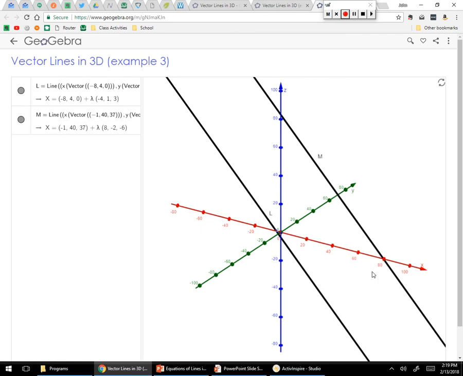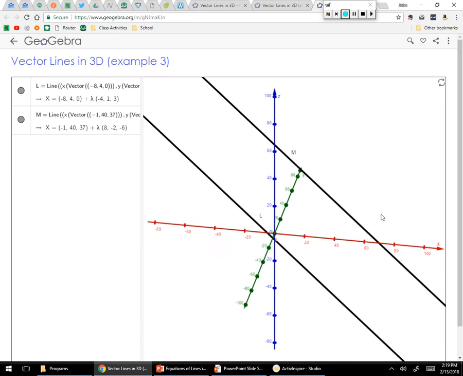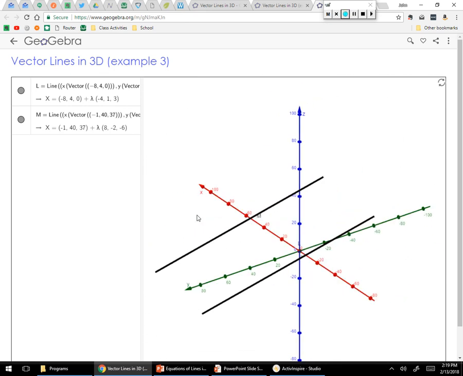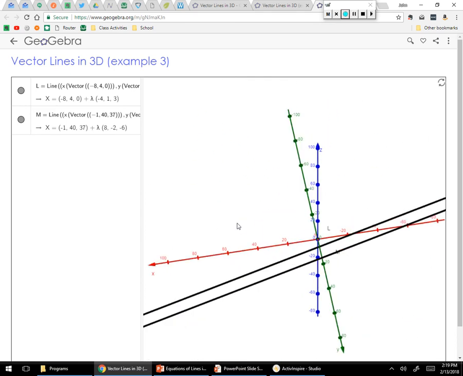All right, but this is the plot of those two lines. I don't have anything else to say about it. Just that, do you notice that they're parallel? Yeah, they are. Okay. Moving on. That's a little fast, I apologize. But there they are in 3 dimensions, 2 parallel lines. Yay.